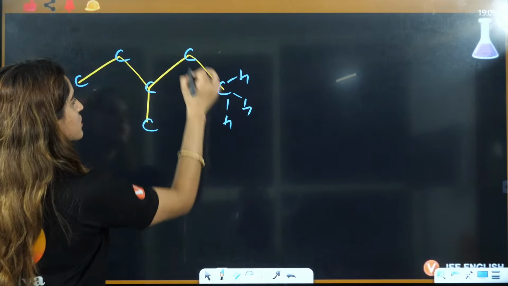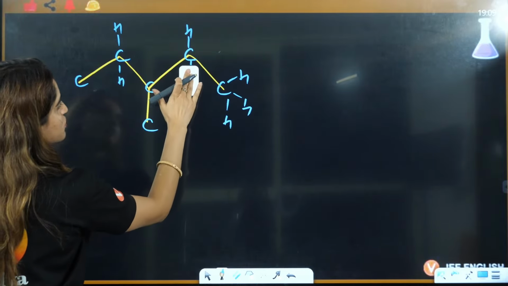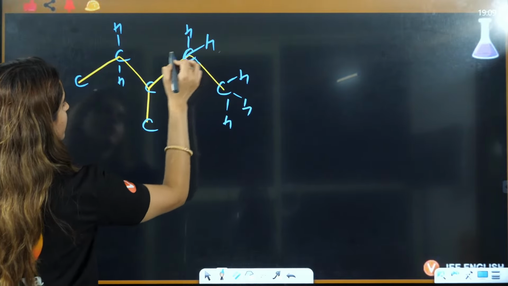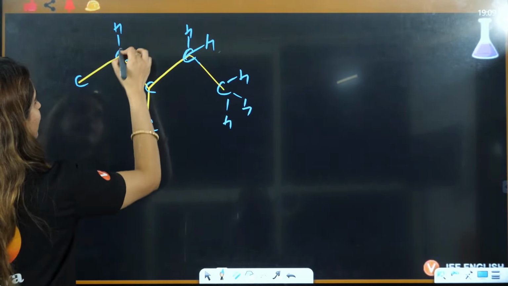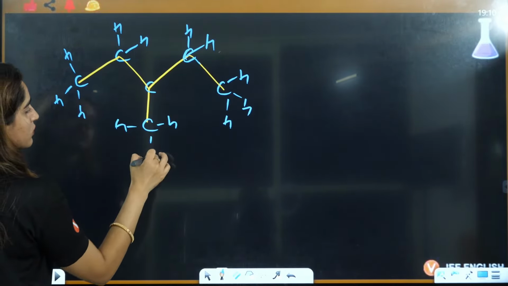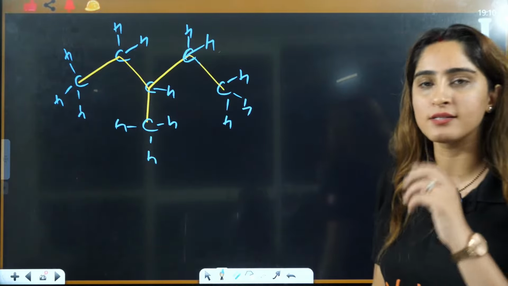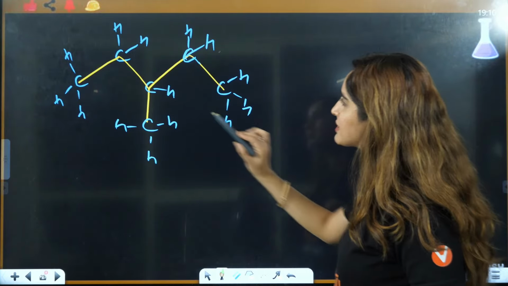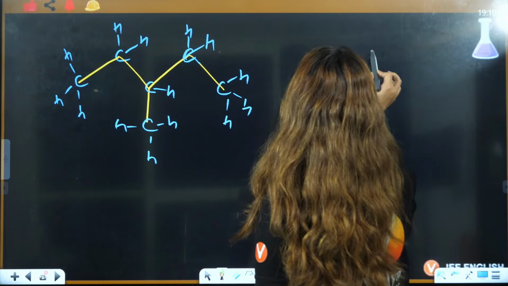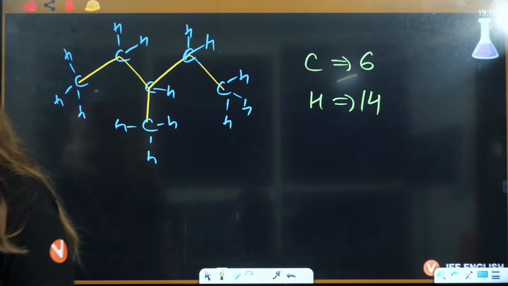1, 2, 3 hydrogens. 1 and 2. This is 1 and 2, right? Usually it is drawn like this, only in these kinds of cases. Okay, this is 1 and this is the second hydrogen. 1, 2, 3, 1, 2, 3 and this is 1. You have to complete the tetravalency of carbon, that is the main thing. So here what you will see, 1, 2, 3, 4, 5, 6, 7, 8, 9, 10, 11, 12, 13, 14. Carbon is 6, hydrogen is 14.